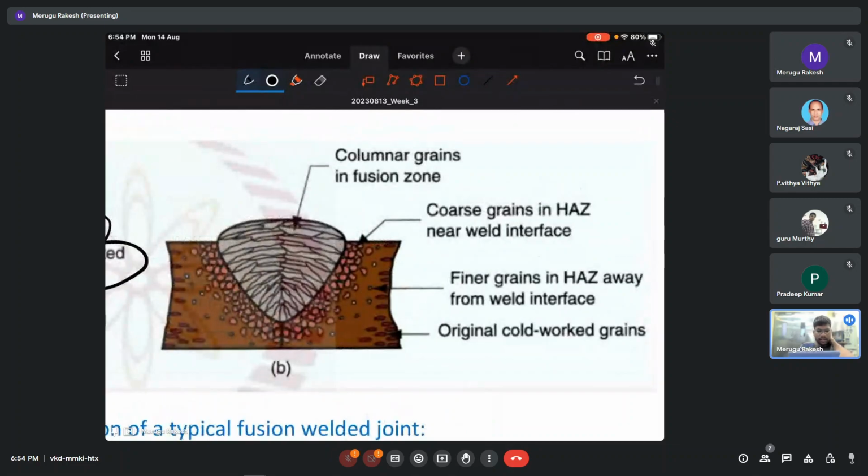Okay, at the center you see these columnar grains, and at the interface you see these coarse grains, and then as you move far away, you'll see finer grains, and then the original polymer grain. Okay, this is how the microstructure varies. So studying this is very important because the properties in each region are different. Basically, if you see structure-property relations, it varies. This gives a very good example of that.